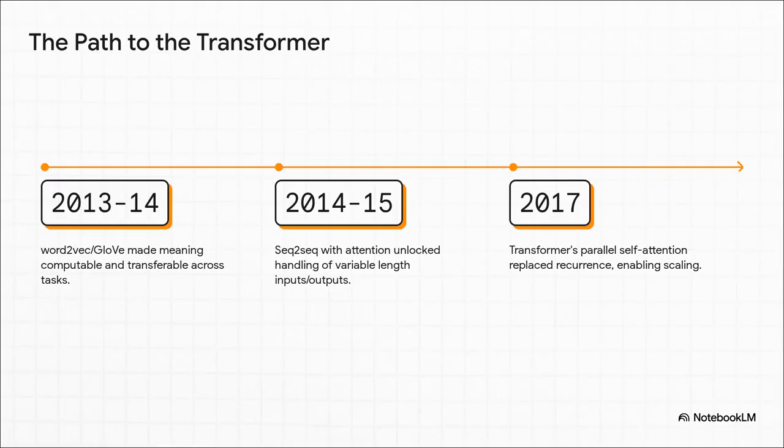Back around 2013, you had models like Word2Vec, which let us turn words into mathematical vectors. All of a sudden, you could do arithmetic with concepts like king minus man plus woman equals queen. It was a huge deal. A year later, sequence-to-sequence models came along, which let us work with inputs and outputs of different lengths, a total game changer for things like machine translation. But, and this is a big but, both of these had to process things sequentially, one word at a time. That created a major bottleneck and set the stage for the massive breakthrough in 2017.